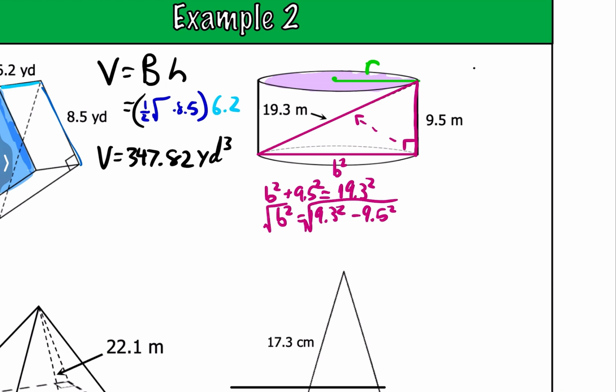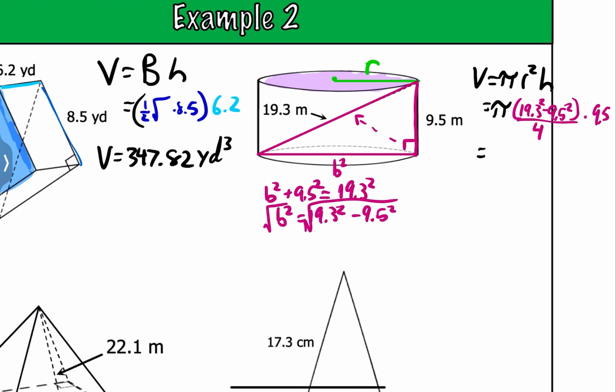So we have volume equals pi r squared h. Got pi. Now our radius is going to be this number here squared. So we're going to have 19.3 squared minus 9.5 squared, all of that over 2. So when the 2 gets squared, it's going to become 4, times 9.5.